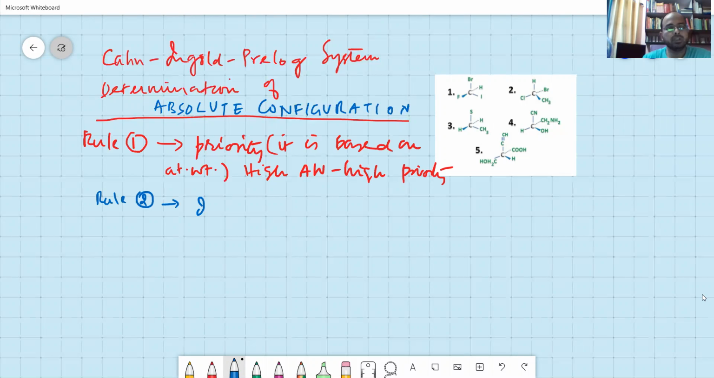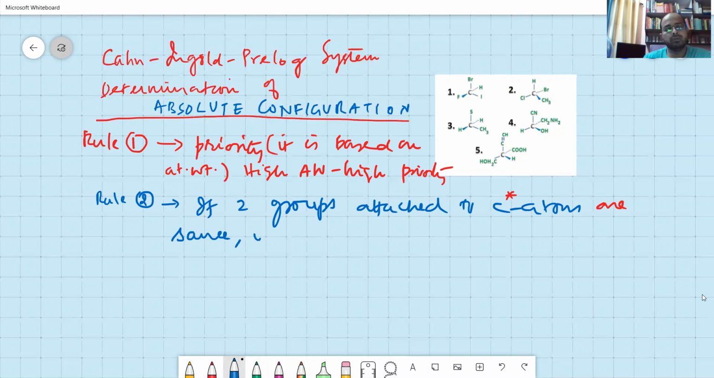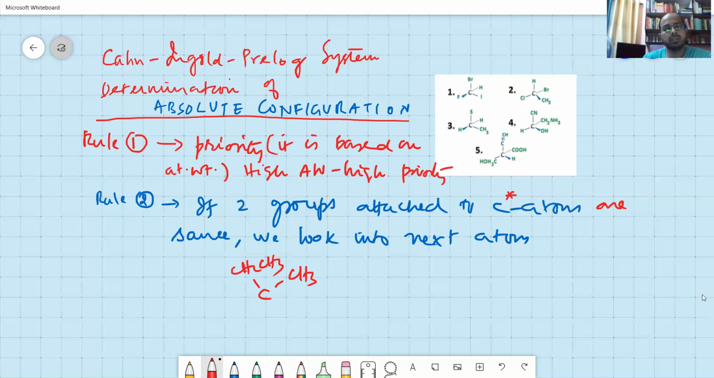Rule 2. If two groups attached to the C atom, that is the asymmetric carbon atom, are the same, we look into the next atom. For example, if we have C, CH3, CH2, CH3, OH, and H. H is the last priority, so we rule this out. And then oxygen is having 8, this is the first priority.